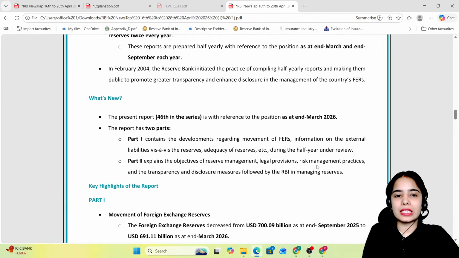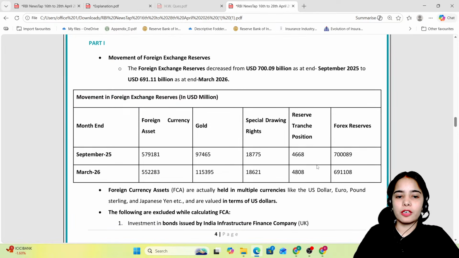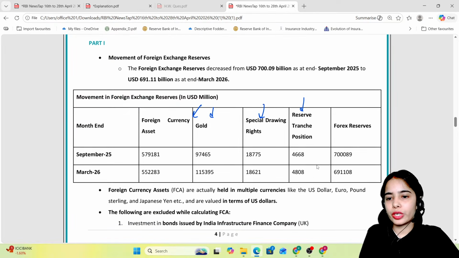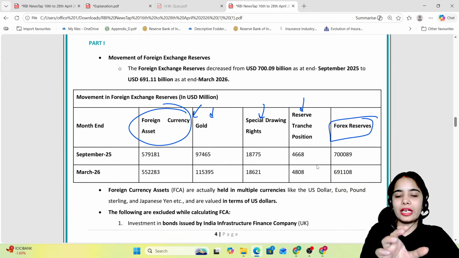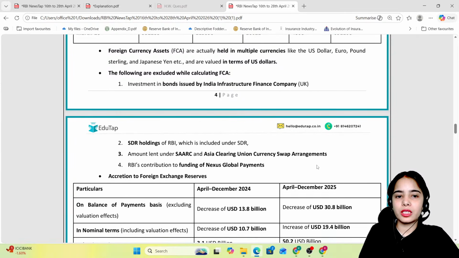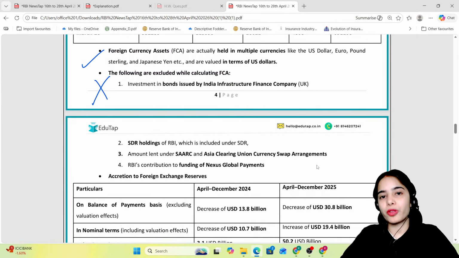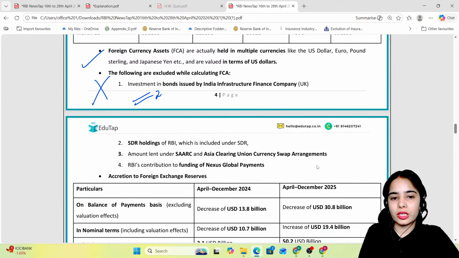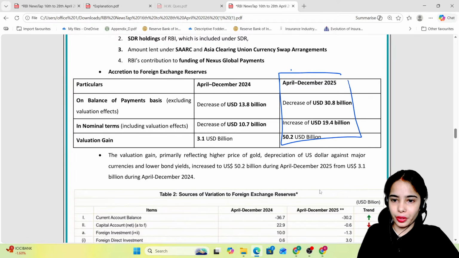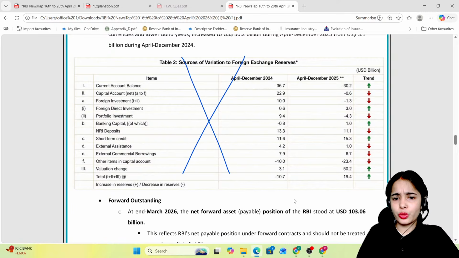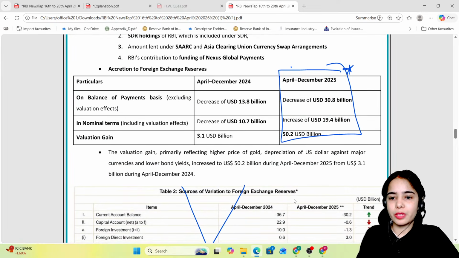You have to remember that in February 2004, the RBI initiated the practice. Part 1 and part 2 are there. In part 1, focus on the different components of the foreign exchange reserves, and the highest component, the highest value, is in the foreign currency asset. What comes under the foreign currency asset and what is excluded from it is more important. You have to remember the data points at least from April to December 2025, the latest data point. These other data points you do not have to focus on.